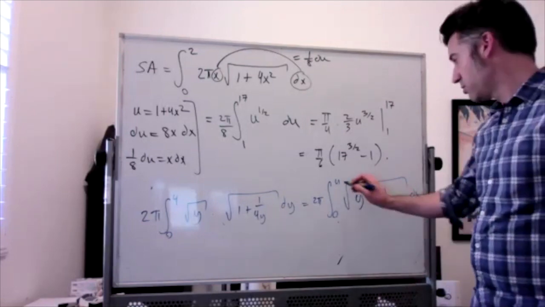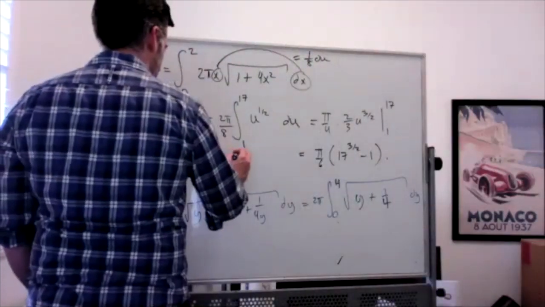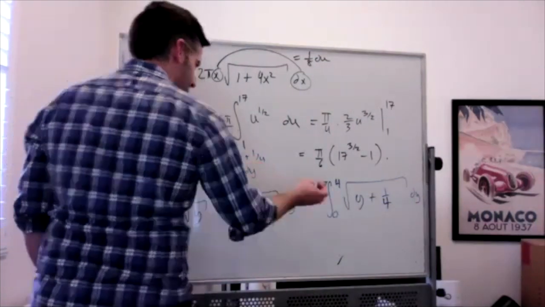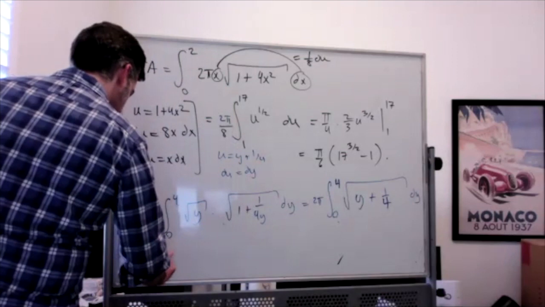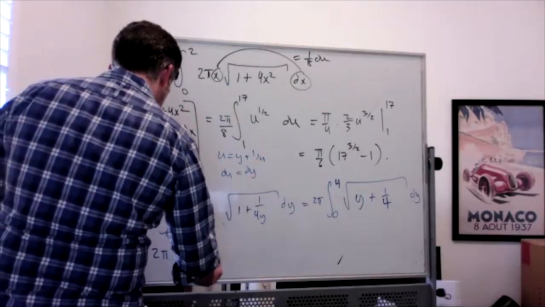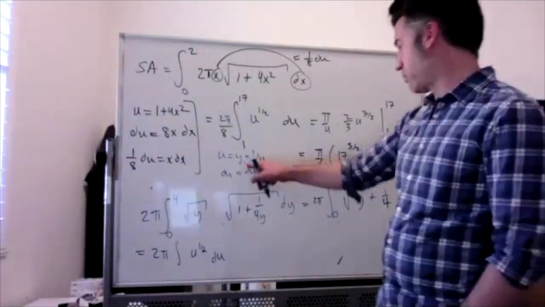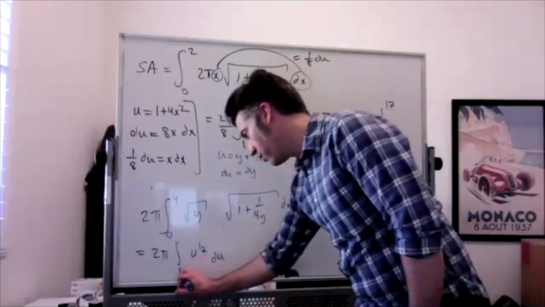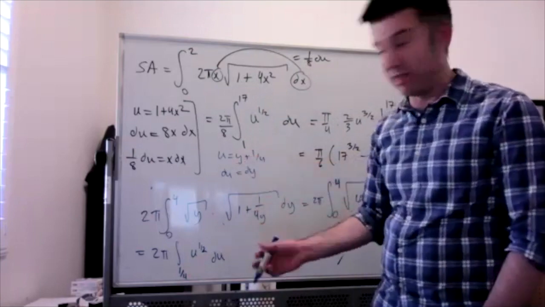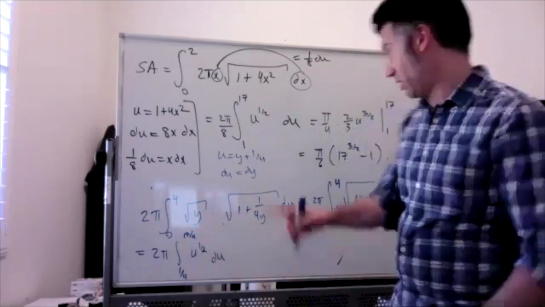Do a u sub. I'm going to let u equal y plus 1/4. du is going to equal dy. So this is going to be the integral of u to the 1/2 du. And I'm going to change my limits of integration again. If y equals 0, u is going to be 1/4. And if y equals 4, u is going to be 4 plus 1/4, which is 17/4. So looking good, I'm getting a 17, which I got a 17 here.